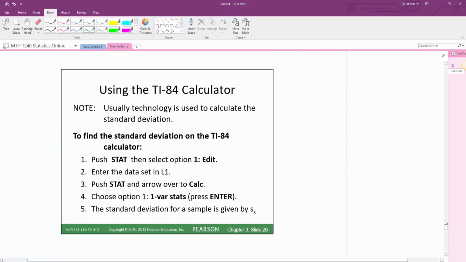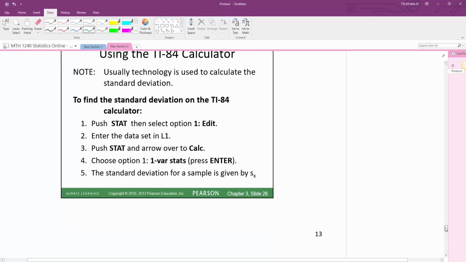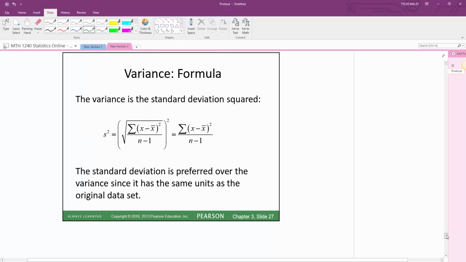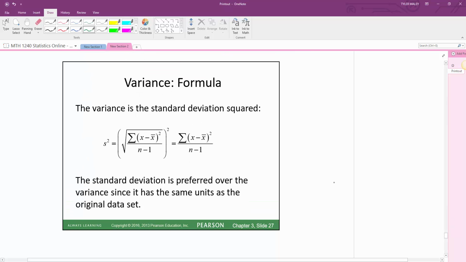So then here's another slide that I already showed you how to do, which is how to do this on the graphing calculator. Then this last slide that we have is just what variance is. Variance is simply taking the standard deviation and squaring it. So notice the symbol that we denote that by is s squared.